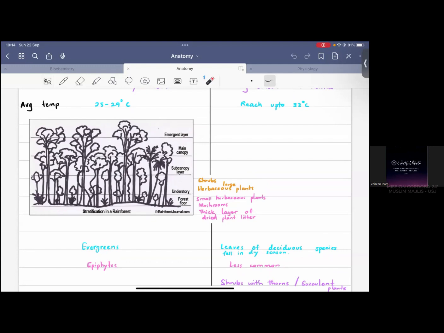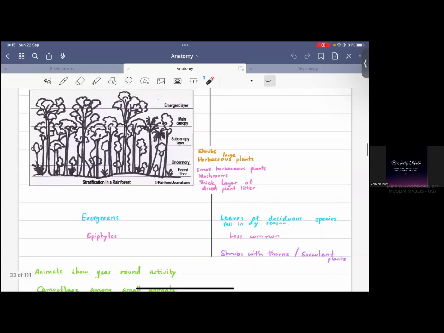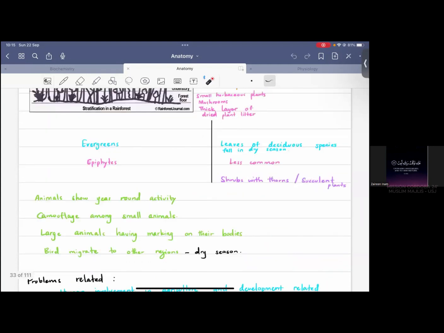And then comes the plants. Mainly in tropical rainforest, the evergreens are prominent. But in the dry forest, you will have deciduous species. What are deciduous species? Those are the plants that shed leaves in some seasons. So in the dry seasons, these plants in the dry forest will shed their leaves. They will fall in the dry season, which is 6 to 7 months.